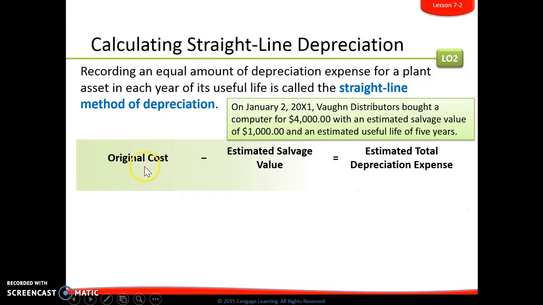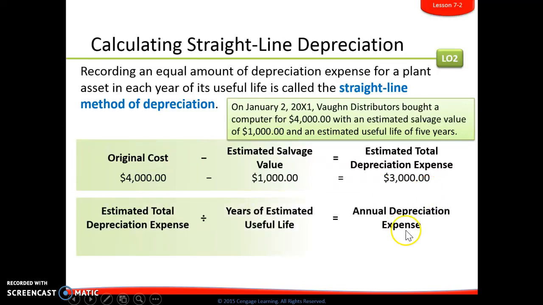So what we're going to do is we'll take the original cost, we'll subtract from it its salvage value, and that will give us our total depreciation expense. So $4,000 minus $1,000 is going to be $3,000. That tells us that for the 5 years that we are expected to own this computer, it will depreciate in value $3,000. We then need to figure out the annual depreciation. So we'll then take the depreciation expense divided by the useful life, and that will give us our annual. So we'll take $3,000 that we're estimating it will depreciate, divided by the useful life of 5 years. That means each year it will depreciate $600.